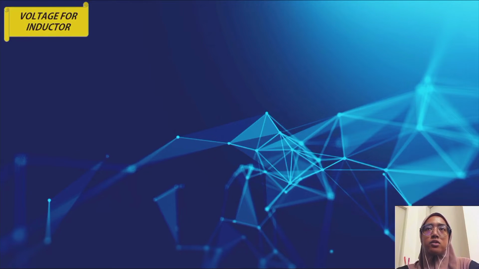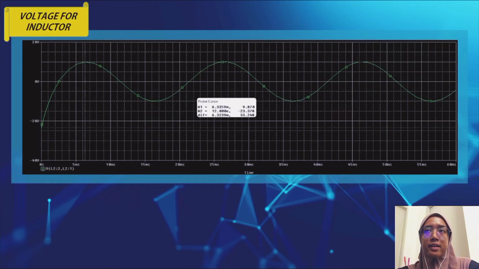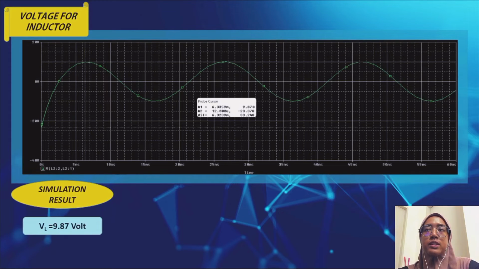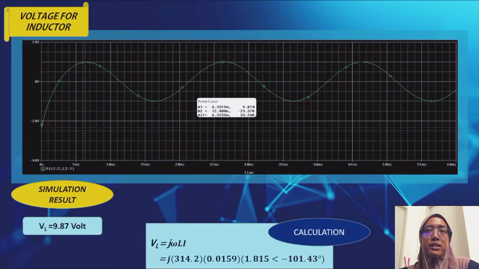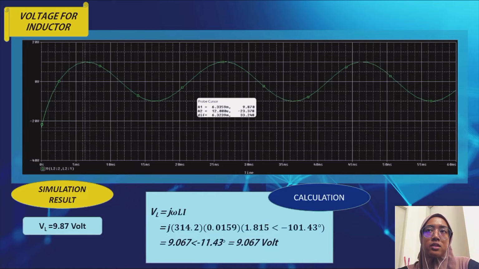Second last is voltage for the inductor. In order to find the voltage value of the inductor, we need to use the j omega L times I formula. In the simulation result, we found that the voltage for the inductor is 9.87 volt, whereas for calculation using the j omega L I formula, we got the answer 9.067.